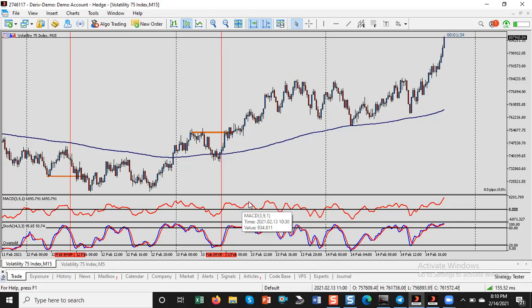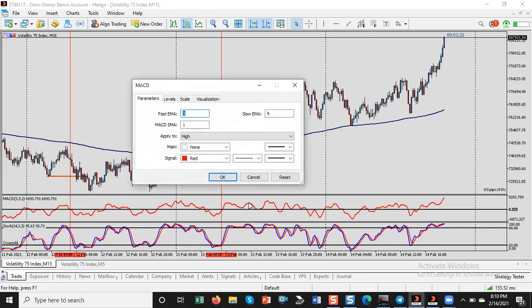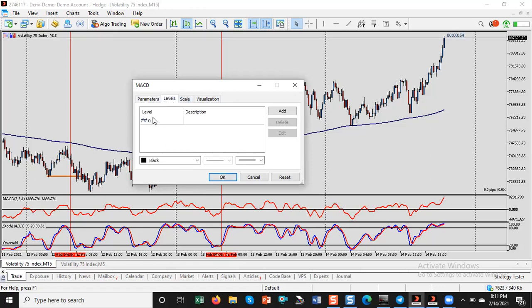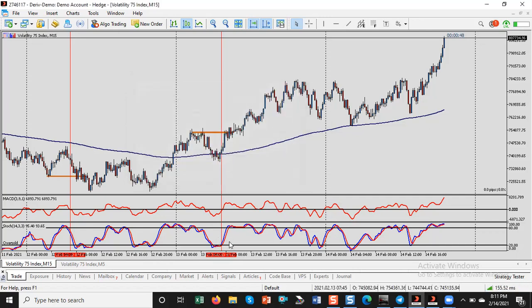Then the next indicator is the MACD. So for the MACD, the fast EMA is going to be 3, the MACD SMA is 1, and the slow EMA is 9. You apply to high. Then the main color is going to be none. We don't want to see the bars, so we'll make it none. Then the signal line should be red. And for levels, we only need the 0 level. Then you click OK.